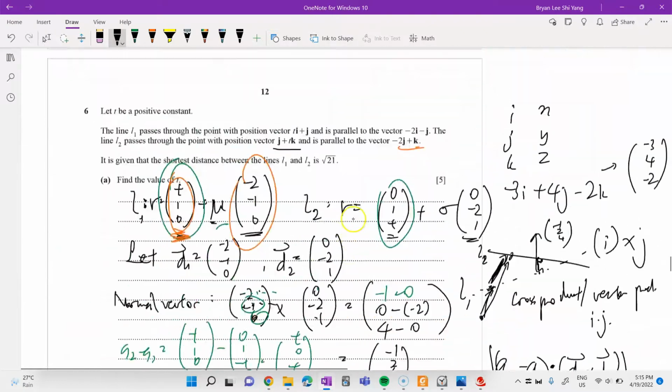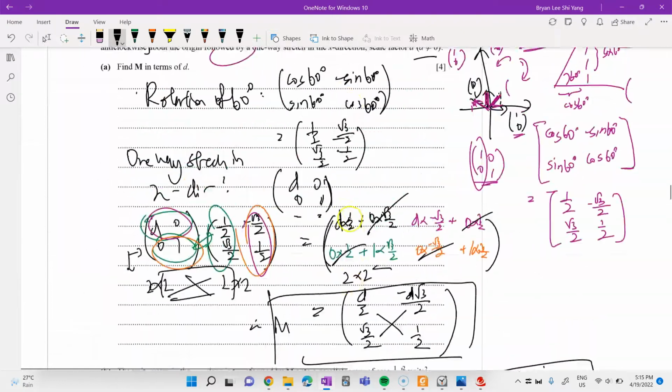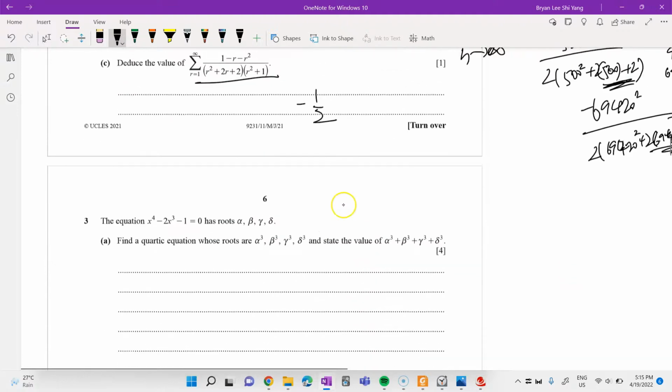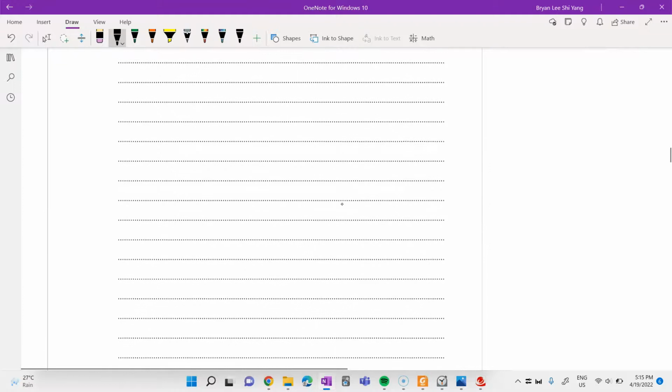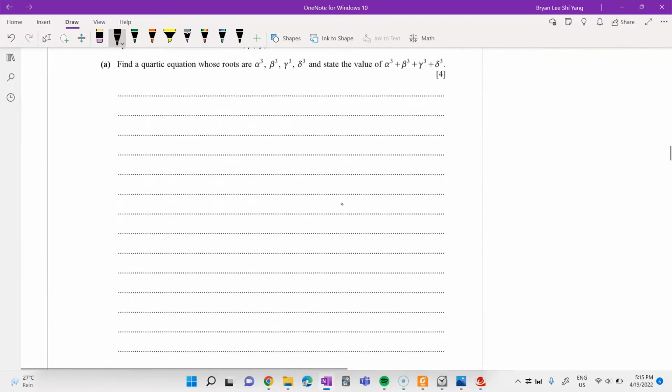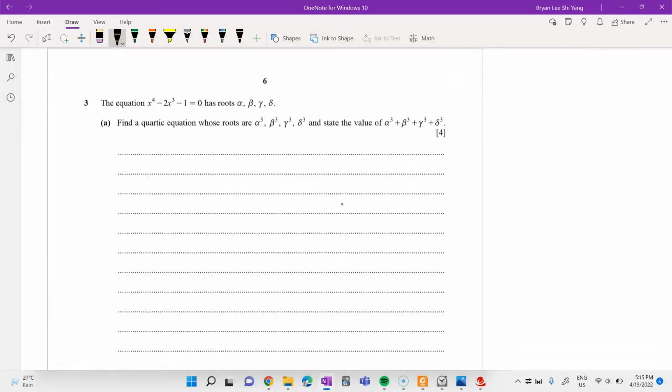I forgot that I have one more question left. Oh my god. 4 marks, 3 marks, 2 marks. Oh, rip. Find a quartic equation whose roots are. This part I'm not really sure. And then how much is my battery? 34%. I think I can still handle.